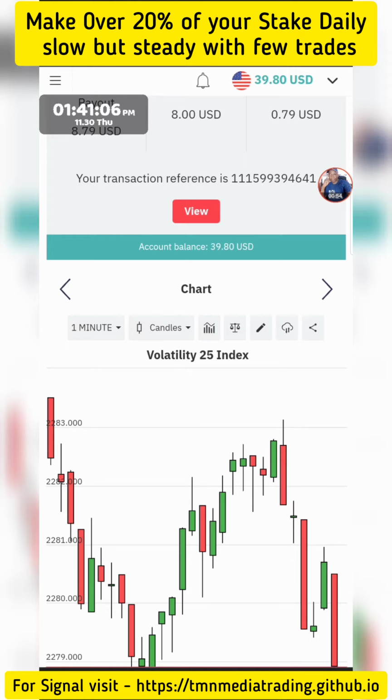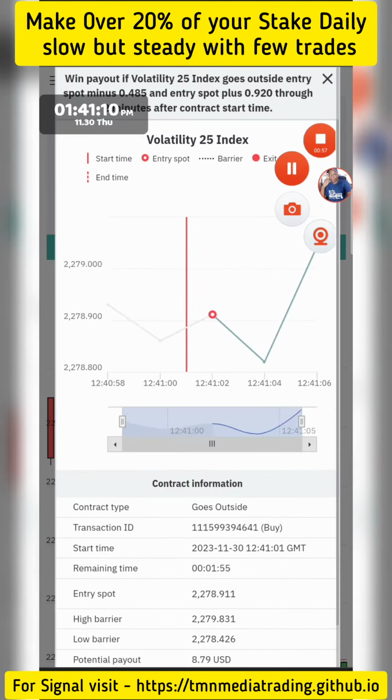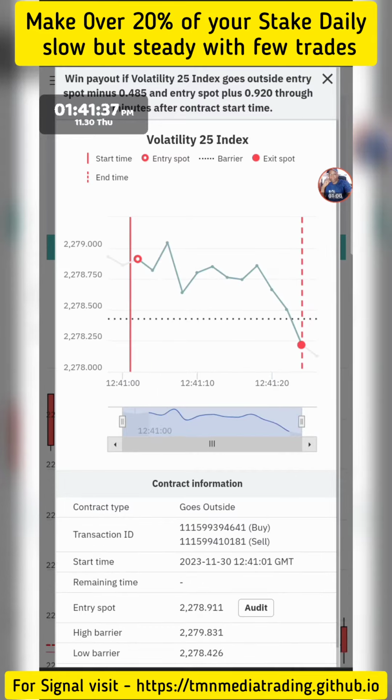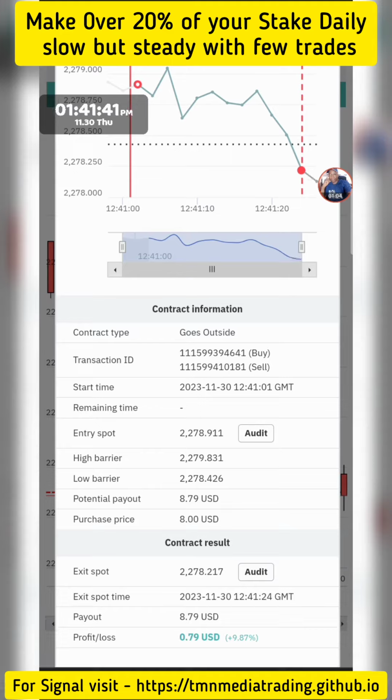Okay, that's another trade ongoing. We'll be back when it's okay. The trade is done, and I've already made my profit. So altogether, that's roughly close to like 30%.